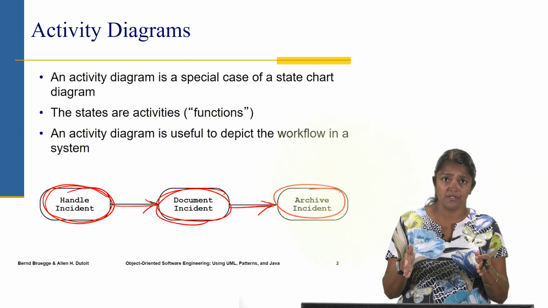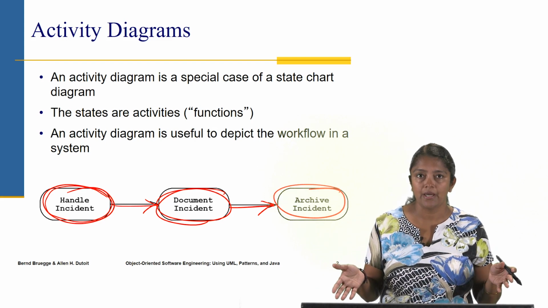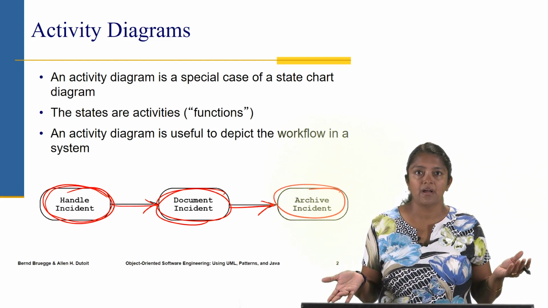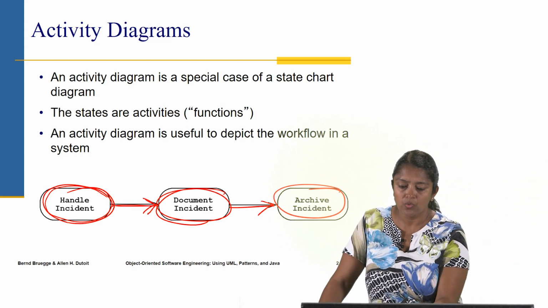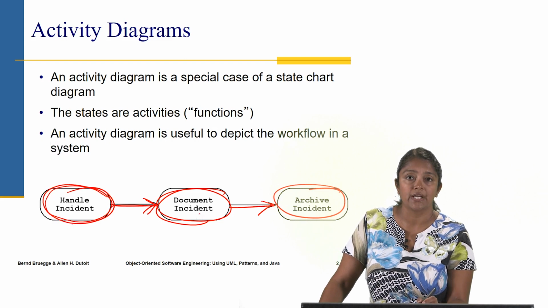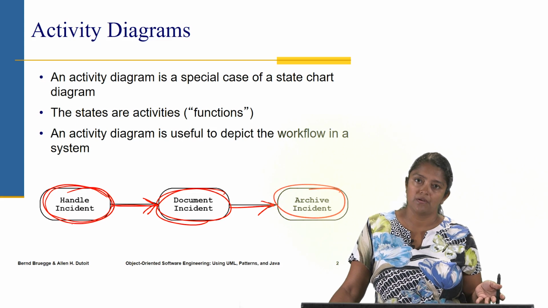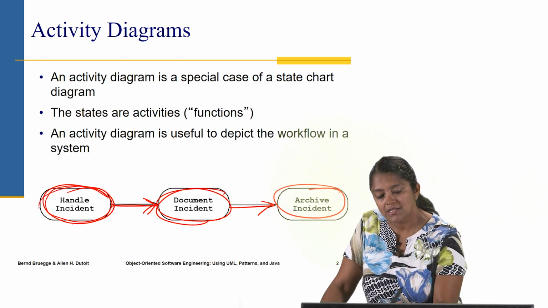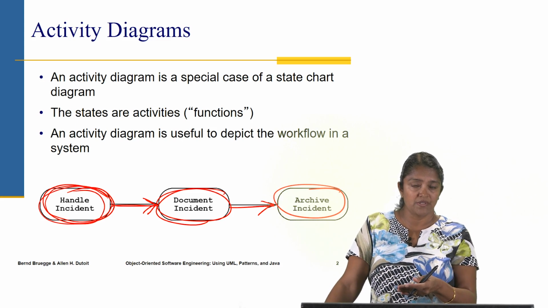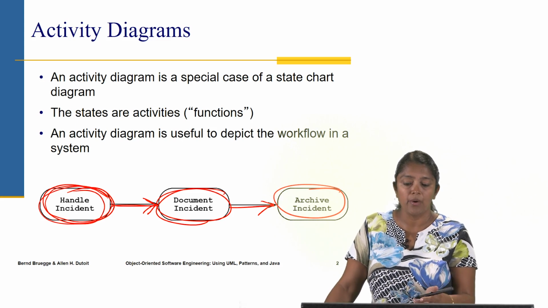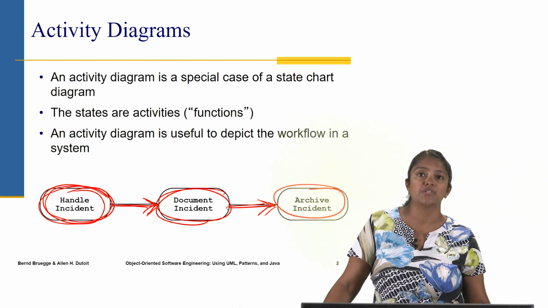Now, one key difference that you would see here from a state chart is that the edges are not labeled. So there is no specific trigger or event causing the first activity to move into the second activity. The trigger by default is basically completion of the activity. When handle incident is completed, when all of the steps for that function have been performed, then we move on into the next activity and then into the next activity and so on.